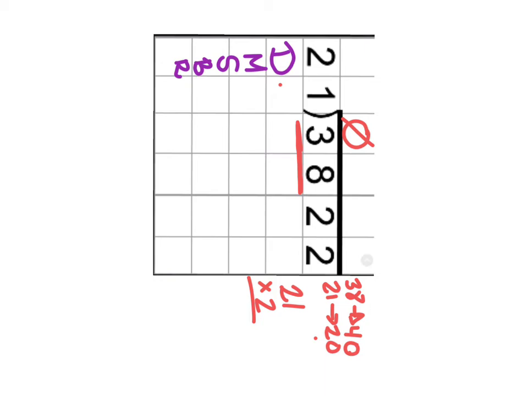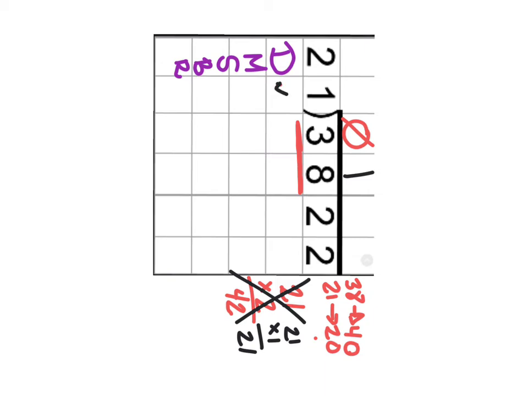21 times 2 is 42. And 42 is larger than 38. So I can't use 21 times 2 here because I can't have a number larger than 38. I wouldn't be able to subtract. So I'm going to have to take a step back, and I'm going to do 21 times 1, which gives me 21. So I put my 1 here.